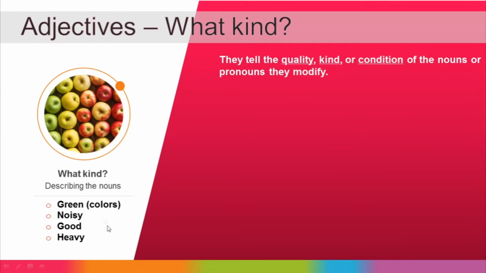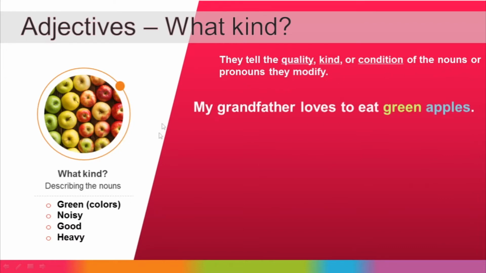We'll talk about these adjectives used in the context of a sentence. These kinds of adjectives tell the quality, kind, or condition of the nouns or pronouns that they modify. We have an example of a sentence here. My grandfather loves to eat green apples.